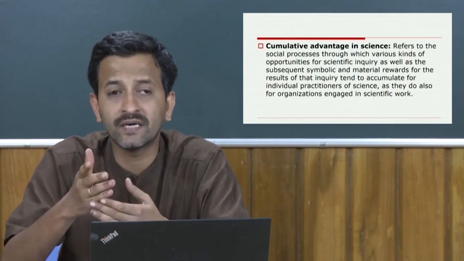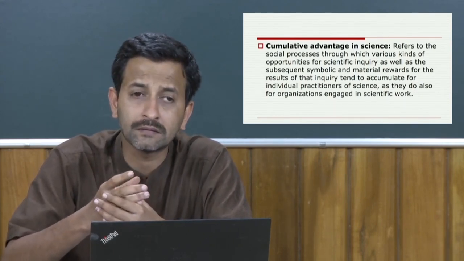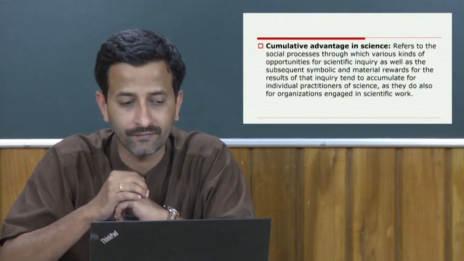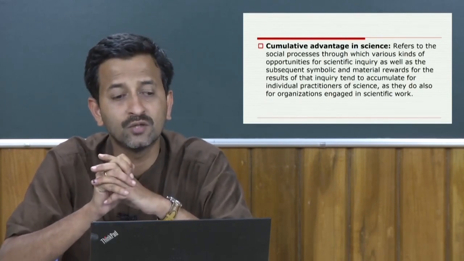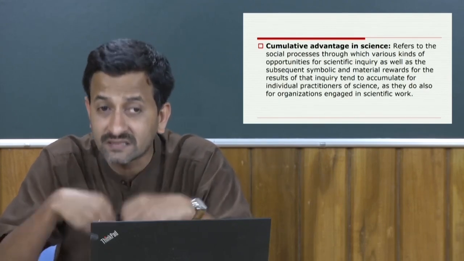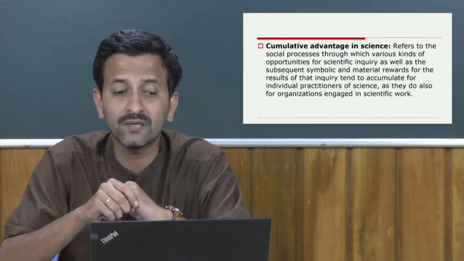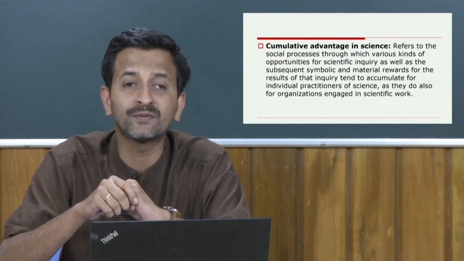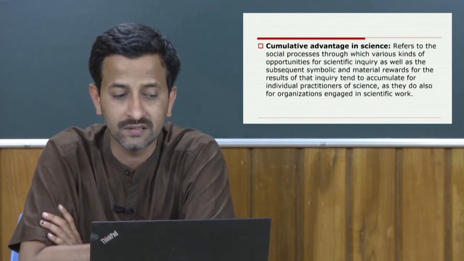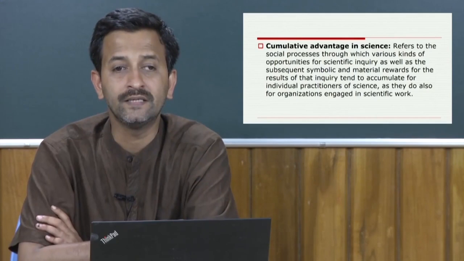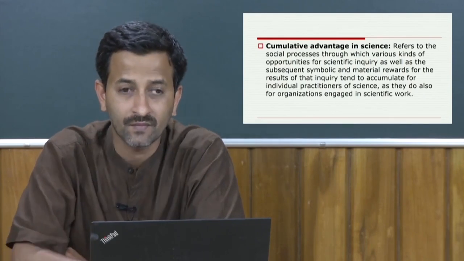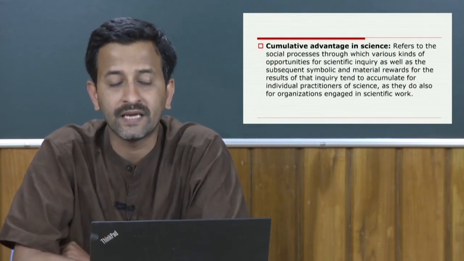And then he will get into accumulation of scientific knowledge by research organizations, research institutions. In this sense, we are trying to look at cumulative advantage in science, which is applied in the domain of science itself, and refers to the social processes through which various kinds of opportunities for scientific inquiry, as well as the subsequent symbolic and material rewards for the results of that inquiry, tend to accumulate for individual practitioners of science, I mean scientists themselves, as they do also for organizations engaged in scientific work.